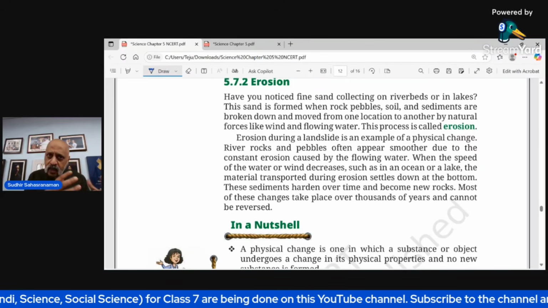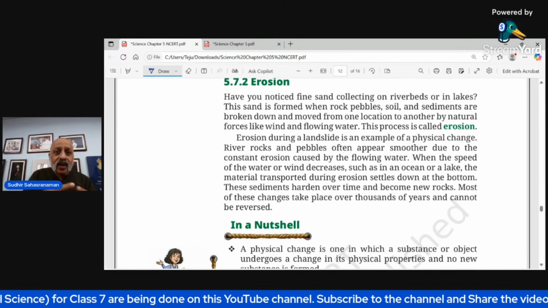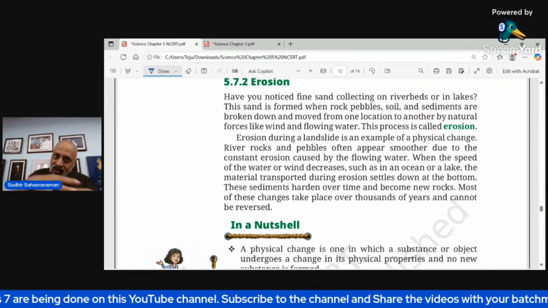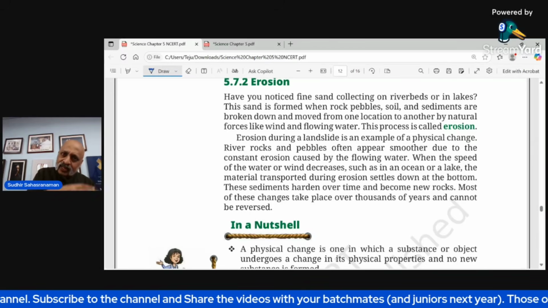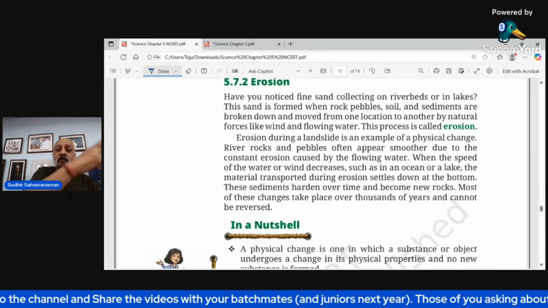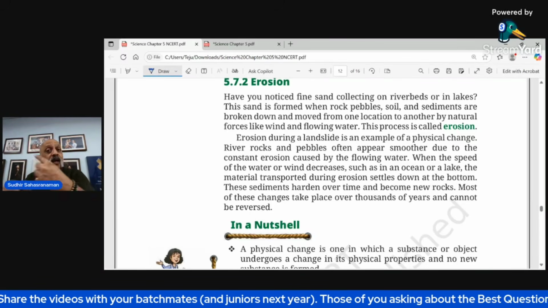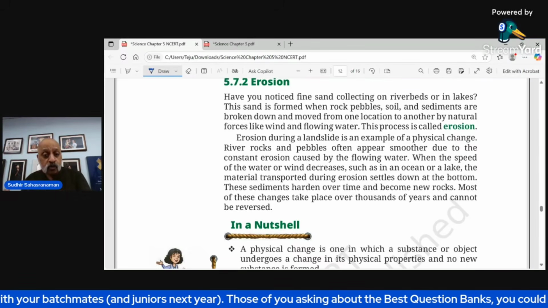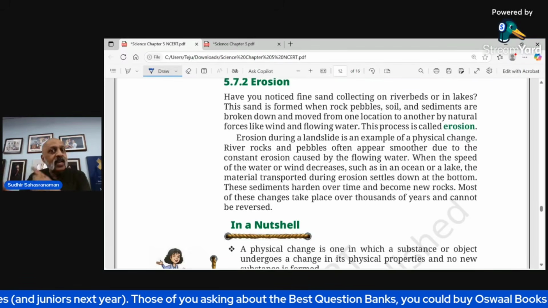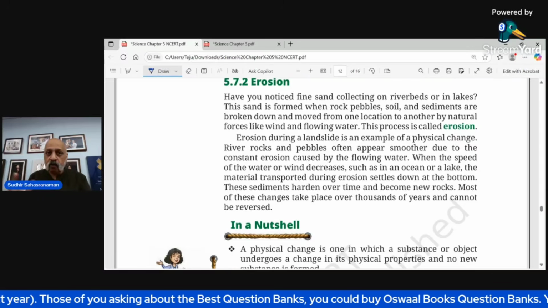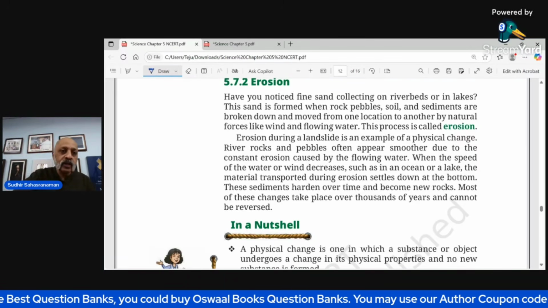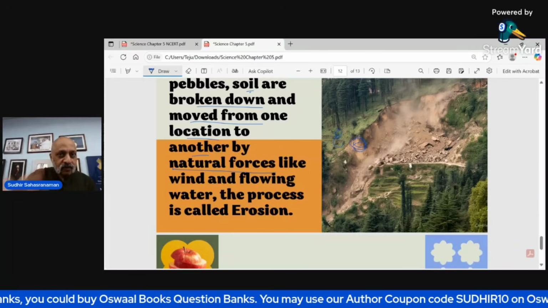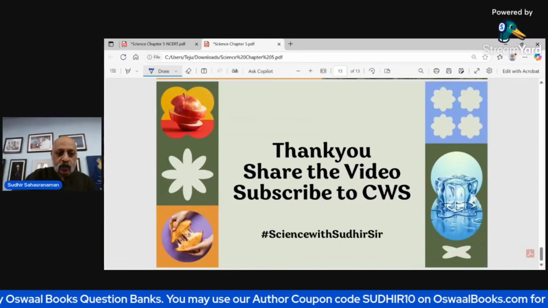Subsequently these sediments all harden and they become new rocks. So rocks are broken into sediments, and these sediments keep coming together and again form some kind of rock. These are long processes which cannot be reversed, but they keep changing over a long period of time. It's not something which happens in 1-2 years, but over years, decades and centuries. So with that, we come to the end of this particular chapter.